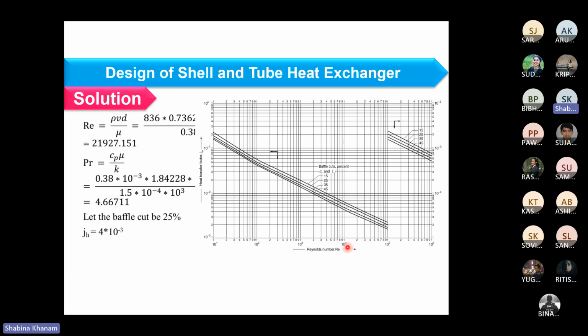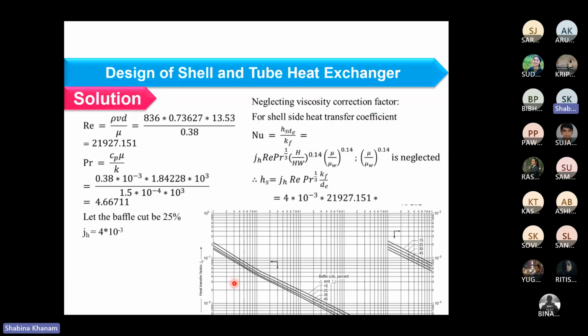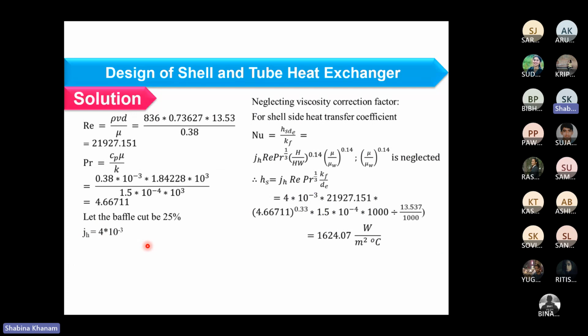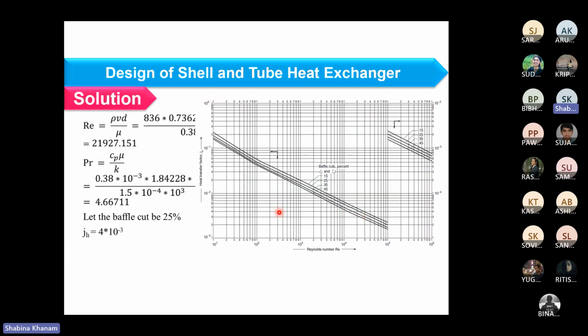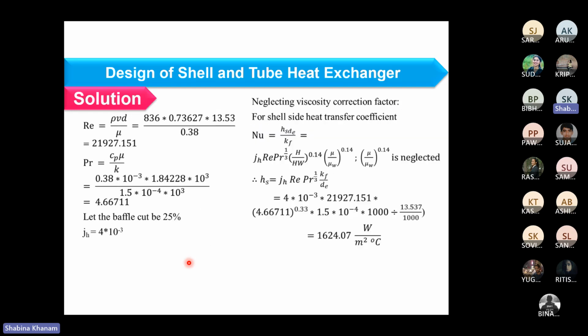If you see here, I am having 10 power 4 and this is 2, so 2.2 will be near to this, and this is the line of the 25 baffle cut. Corresponding to this, you can obtain the JH value as 4 into 10 power minus 3. You can see it in this range. So please see the value from this graph very carefully, and all these graphs will be provided to you.